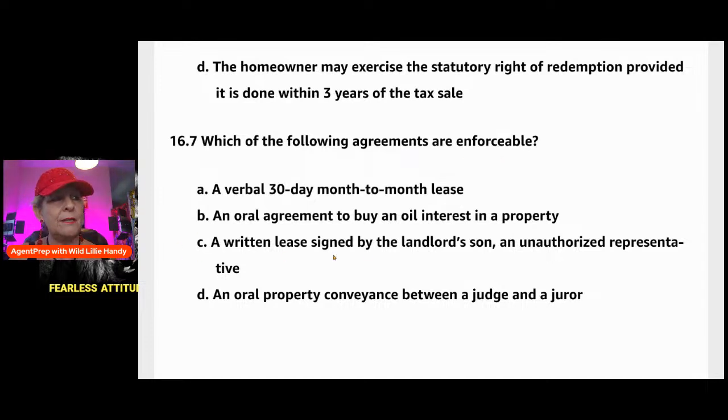A written lease signed by the landlord's son, an unauthorized party, would not be enforceable, right? Throw it out, not valid. So the answer is a verbal 30-day month-to-month lease, A, because remember, a lease less than a year can be verbal. It's best to have it in writing to be enforceable. However, leases less than a year are not required to be in writing.